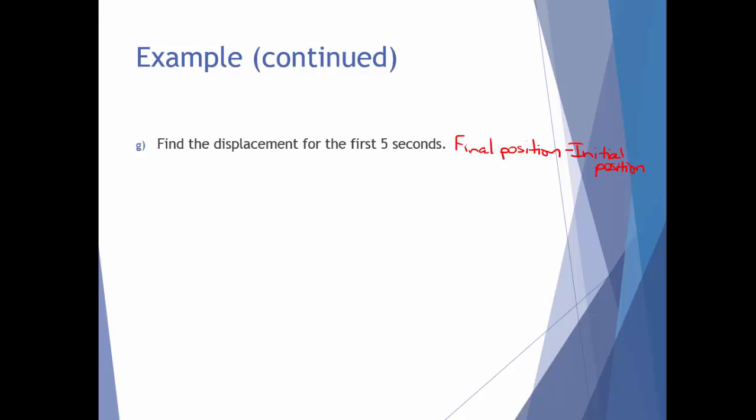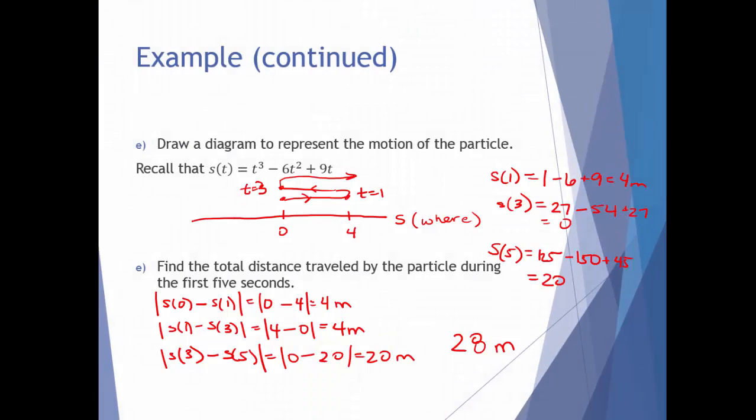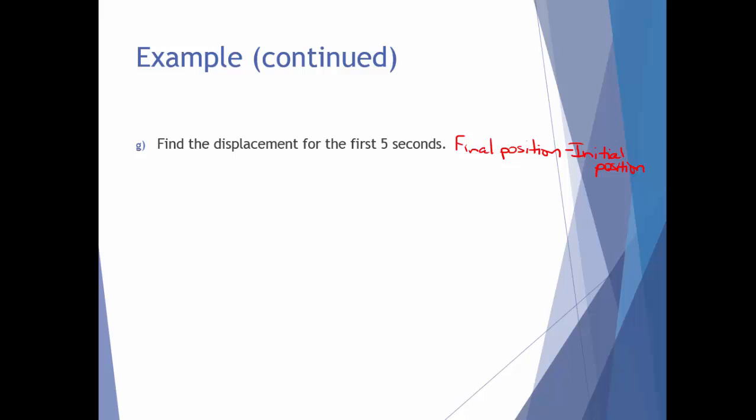Okay, so the good news is we've actually done all of the calculations for this on the previous slide. The final position is its position at 5 seconds, which we determined to be 20, minus its initial position, which we determined to be 0. So this is s of 5 minus s of 0. That's 20 minus 0, and it turns out it's 20 meters.